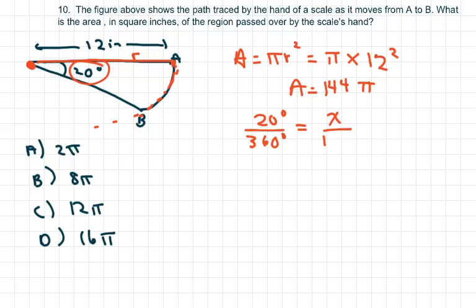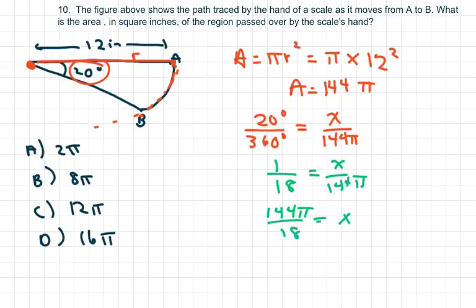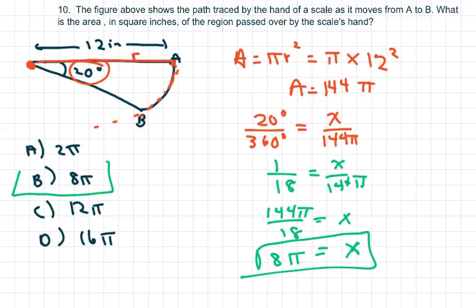144 pi. When you cross multiply, I'm going to first reduce this. So this is 1 over 18 equals x over 144 pi. Then when you cross multiply, x equals 144 pi over 18. So x equals 8 pi, and that's your answer. Some of these you're going to have to really think about, but just think about it logically.